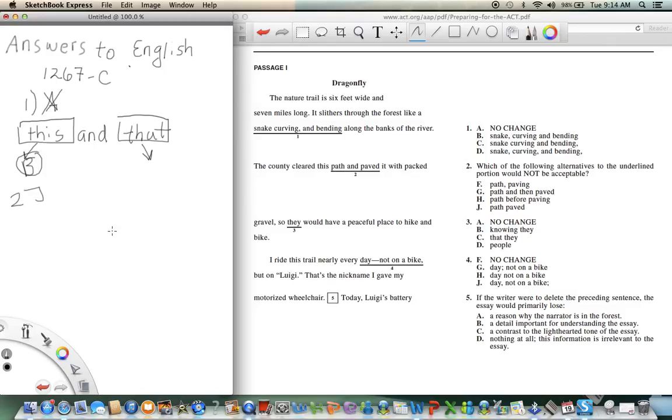3. Now this is really unique to the ACT, so if you got this wrong, you didn't necessarily make a grammatical error. It's just you need to know that what they're looking for on the ACT is clarity. So if the county cleared the path and paved it with packed gravel so they would have a peaceful place to hike and bike, it makes it sound like they're preparing the path for themselves. That word they is a little ambiguous. They would like you to spell out who they is referring to. So who do you think they're clearing it for? Again, we said probably not themselves, but it's so people would have a peaceful place to hike and bike.